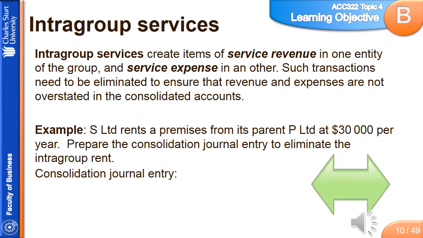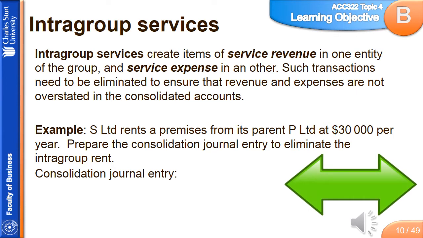As it reiterates here, the intragroup service creates a service revenue in one entity and an expense in the other, and they need to be eliminated to ensure that revenue and expenses are not overstated within the consolidated accounts. Quite often in a group, one entity, say the parent, provides a service such as accounting, HR, or IT to the other entities, which are the subsidiaries, and it reduces duplication. And the provider normally charges a management fee to the user, and this must be eliminated.